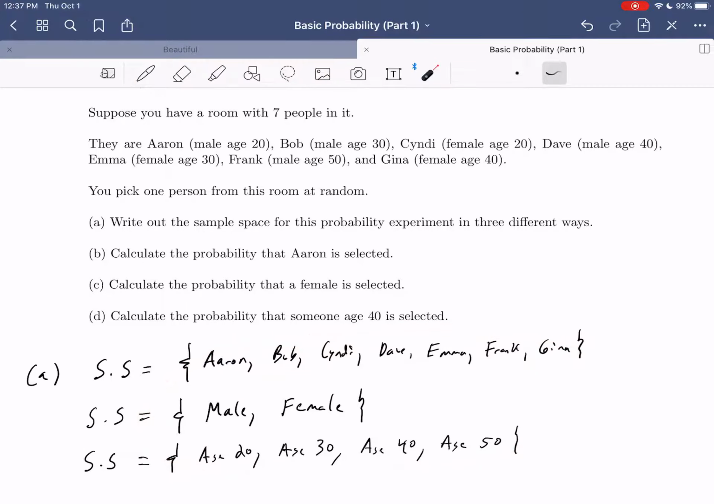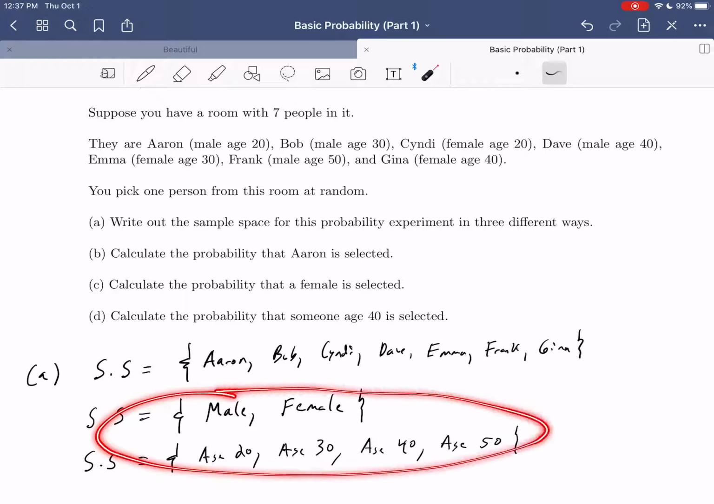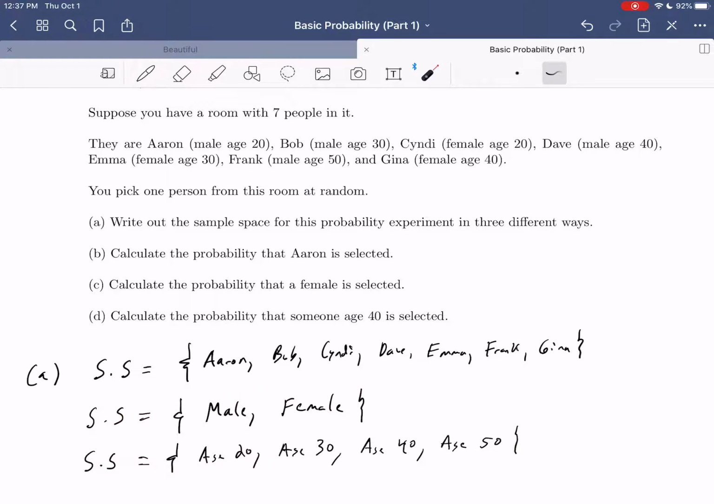So are some of these better or worse than others? Well, again, it depends on your view, but there is a big limitation to these two, at least from what we've done so far. The problem with viewing the sample space in these 2 ways is that these outcomes are not equally likely. There's not the same chance that you get a male as there is a female. Why is that? Well, we know that for males, there's Aaron, Bob, Dave, and Frank, 4 people, where for females, there's only 3, Cindy, Emma, and Gina. So these are not equally likely.